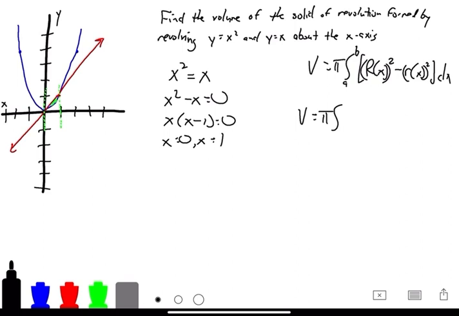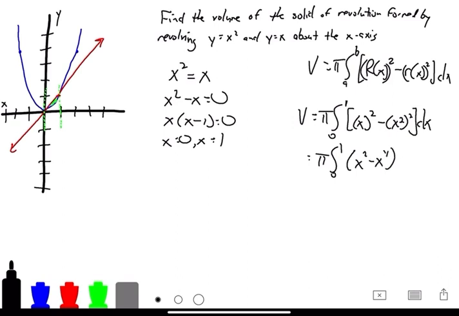V is equal to pi times the integral. Remember, we found our upper and lower bounds, which are 0 to 1. And that would give us x squared minus x squared, squared. Okay, we go to our next step. Just want to simplify more here. That will give us x squared minus x to the fourth.